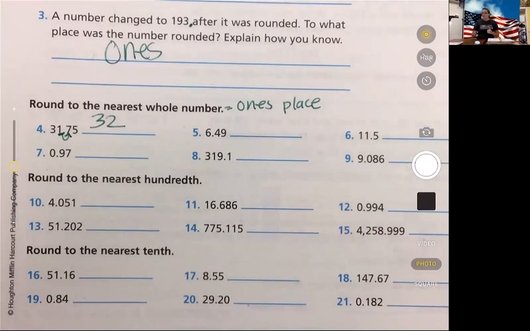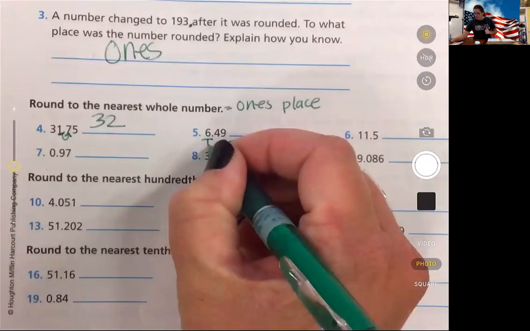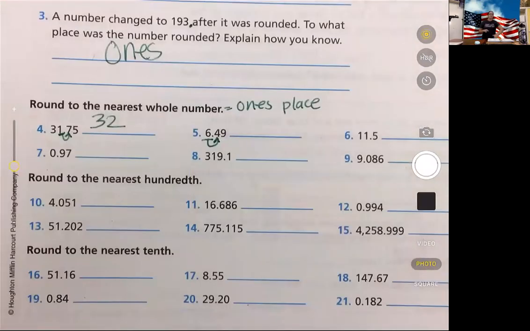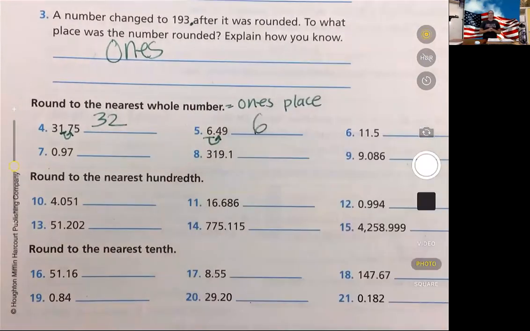Let's look at number 5. Again, underline the ones place. We look behind it, there's a 4. What is that 4 gonna do to my 6? It's gonna make it stay the same. Yes. It's gonna stay a 6, okay?